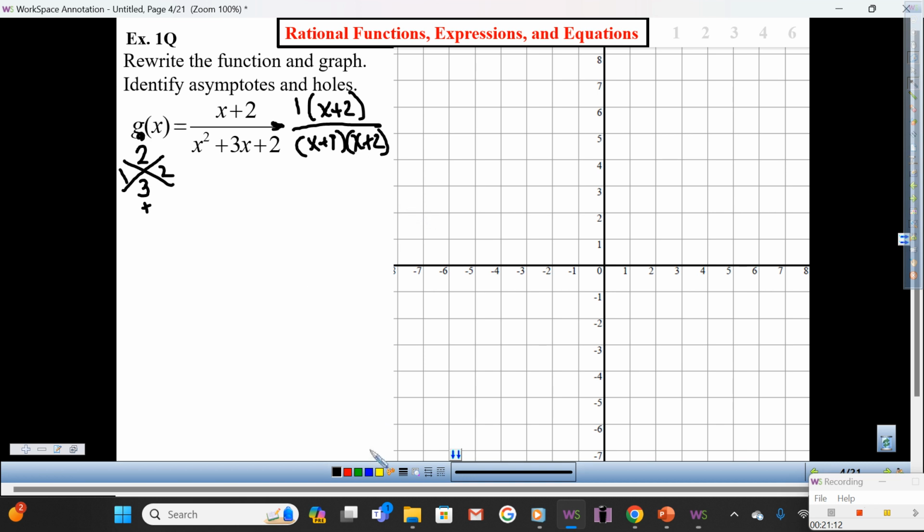Claire, continue. What do I do? Okay, so we need to simplify this before we get to the whole. X plus 2 crosses out, and we rewrite. So what's our new equation? 1 over x plus 1. Hands if you are right there so far? That is correct. Okay, not bad, not bad.